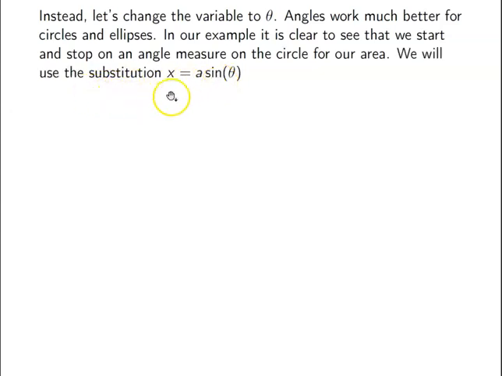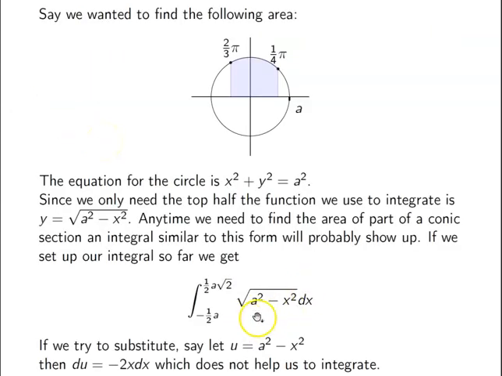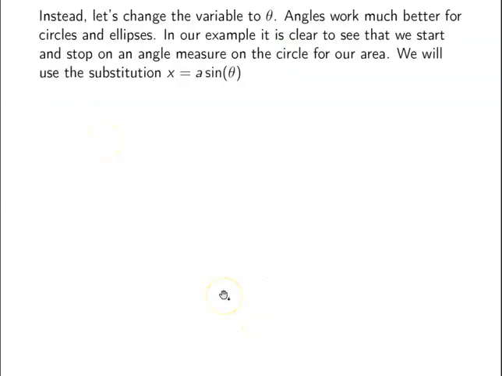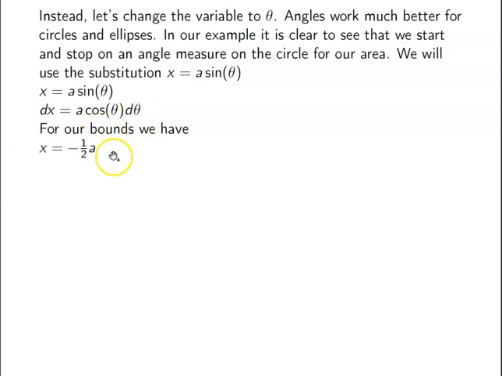So let's use the substitution x equals a sine theta. Okay. So if we take this and we use that substitution, right? x is a sine theta. If I differentiate both sides, right, I get dx equals a cosine theta d theta. And for my bounds, which was x equals negative 1/2 a, I know that x is a sine theta, right? So negative 1/2 a is equal to x, which is the same thing as a sine theta.